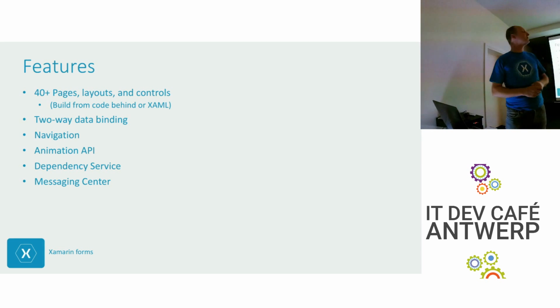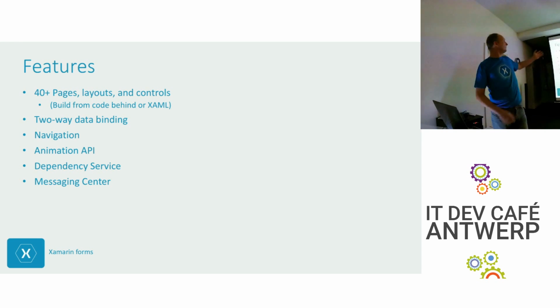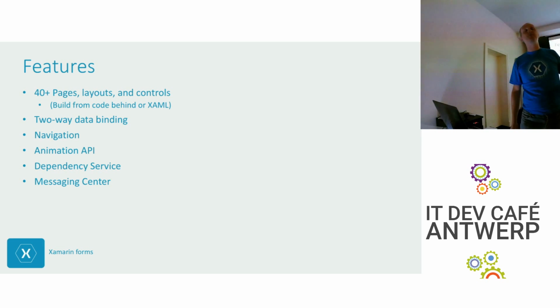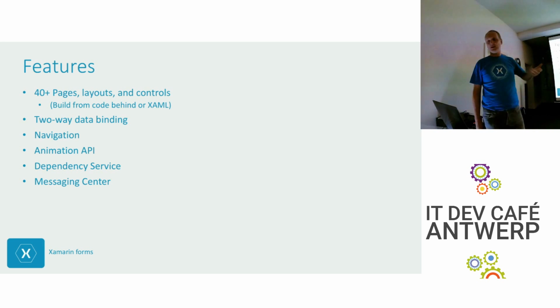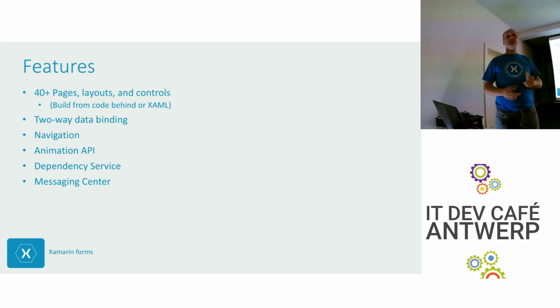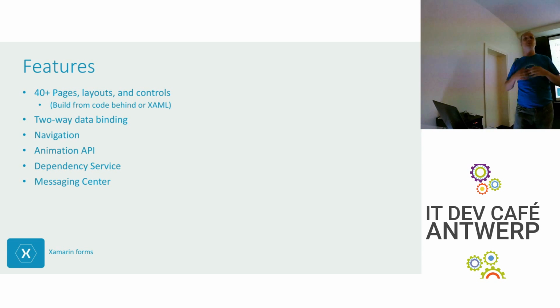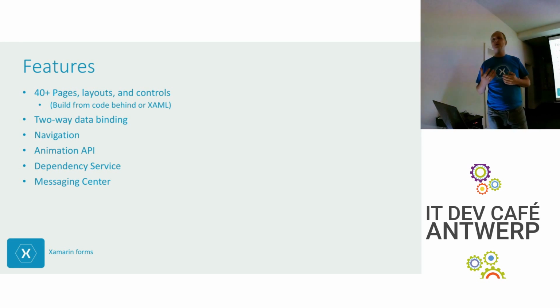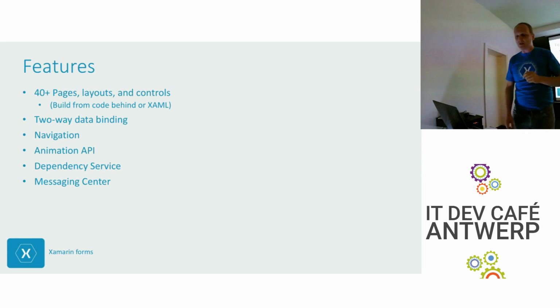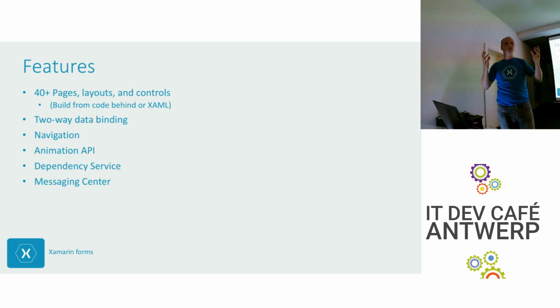Xamarin Forms consists of around 40 plus pages, layouts and controls. Like I already mentioned, you can code your UI by hand, but all those controls are also available in XAML. But Xamarin Forms is not only UI, it's also been built from the ground up with MVVM in mind, meaning you already have a messaging center, you also have the possibility to use a dependency service, there is also a navigation available and two-way data binding, for example. And there's also an animation API if you want to do fancy stuff.